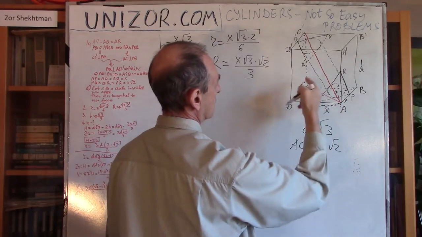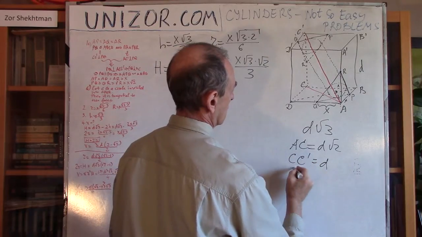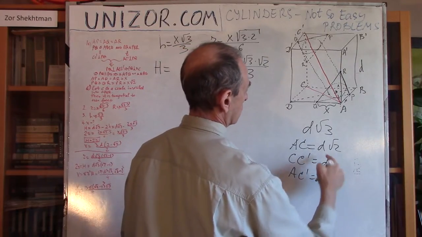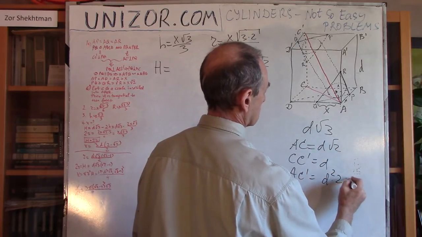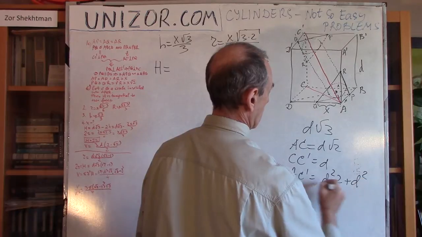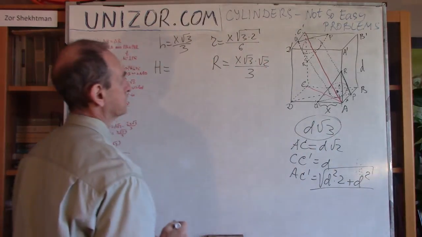And this is G again. So CC prime is equal to G. So AC prime is equal to the square root of the square of this, which is G square times 2, plus the square of this, which is G square. So it's G square root of 3.